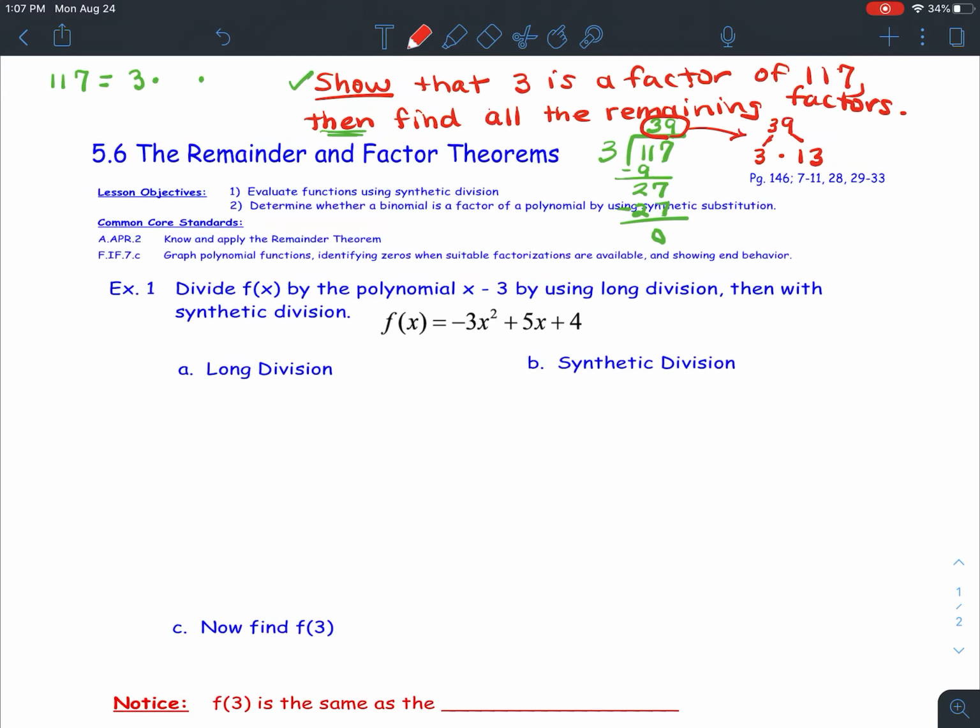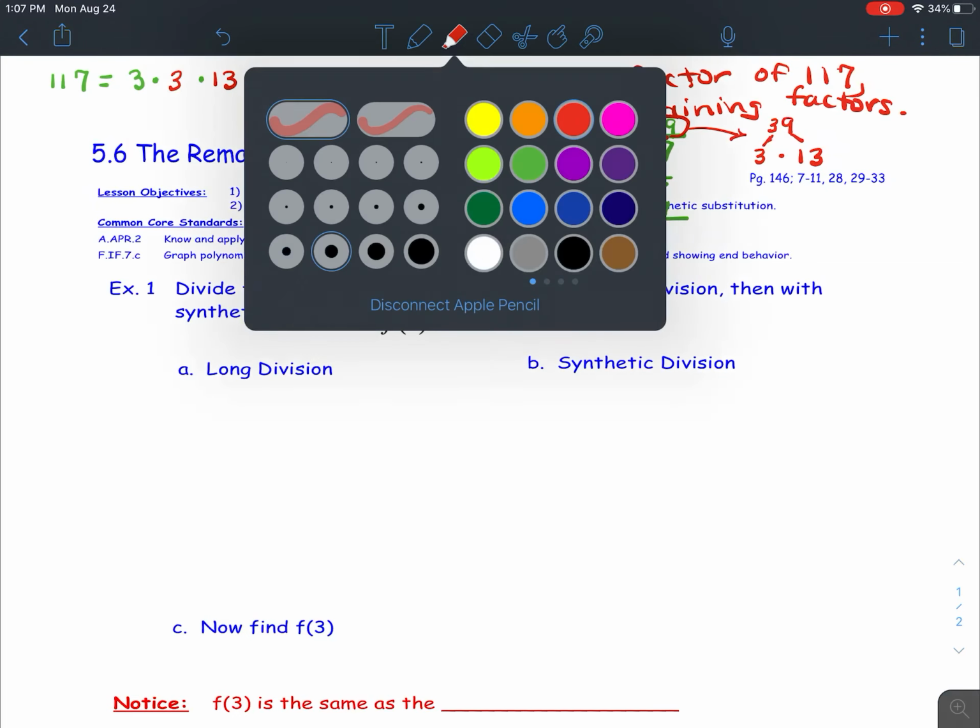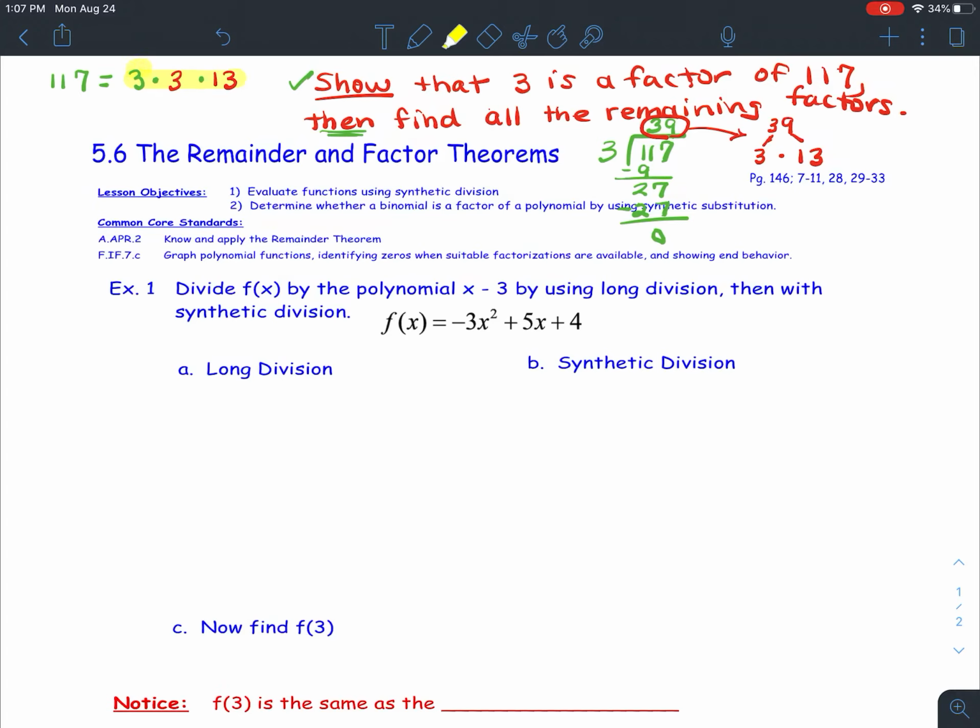Like, can we break 39 down into 2 other prime numbers? And the answer is yes, we could break 39 down into 3 times 13, and I think that's as far as it'll go. So the other remaining factors, in addition to the original 3 that they gave us, are another 3 and a 13, okay? So these would be all the factors of the number 117 if you were to break it down into prime numbers. All right, we're going to visit that idea, but we're going to apply it to polynomials in a moment.